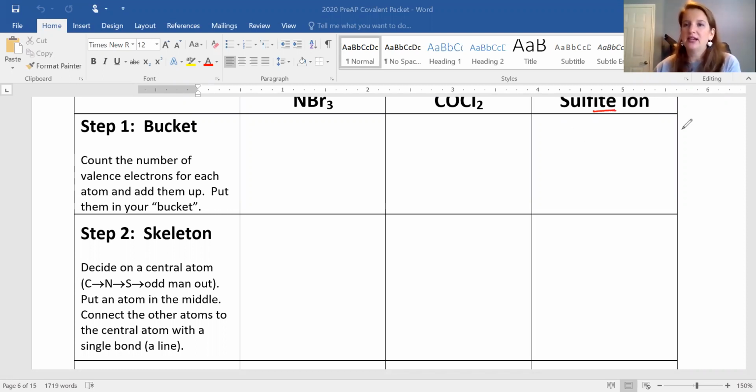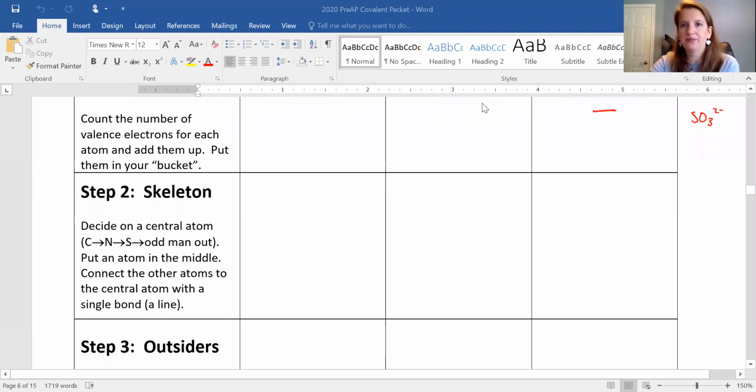So sulfite ion is SO3 2-, and you can look that up. So first off, we have to count our bucket. Remember, that's our first most important step. So when we have sulfur and, oops, sorry.